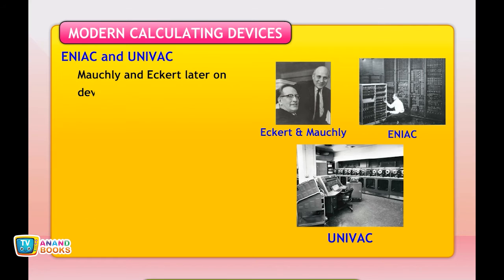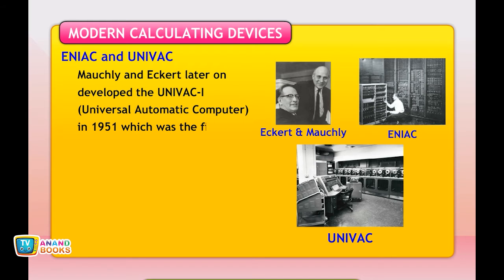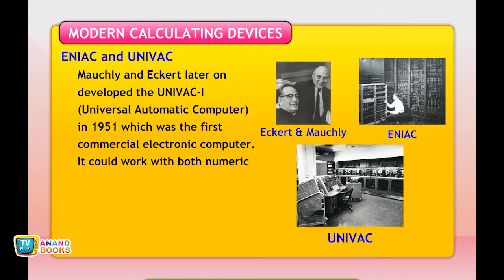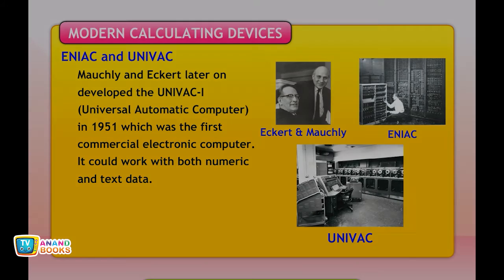Mauchly and Eckert later on developed UNIVAC 1, Universal Automatic Computer, in 1951, which was the first commercial electronic computer. It could work with both numeric and text data.